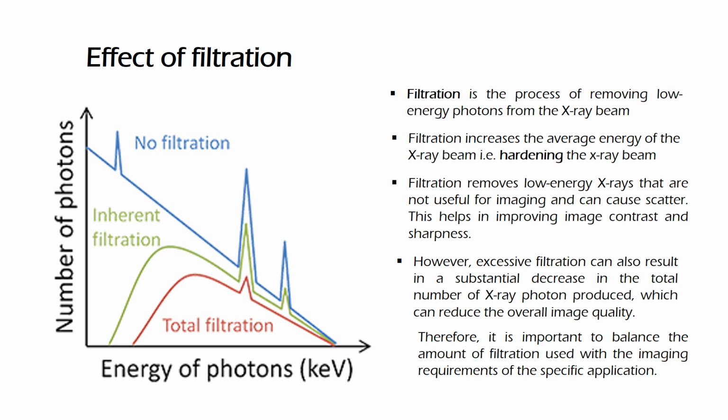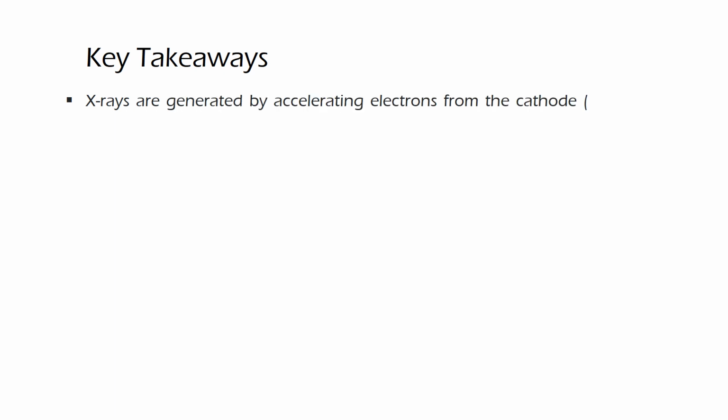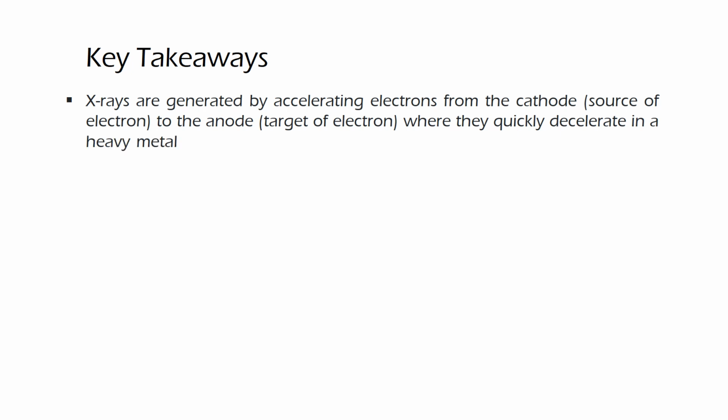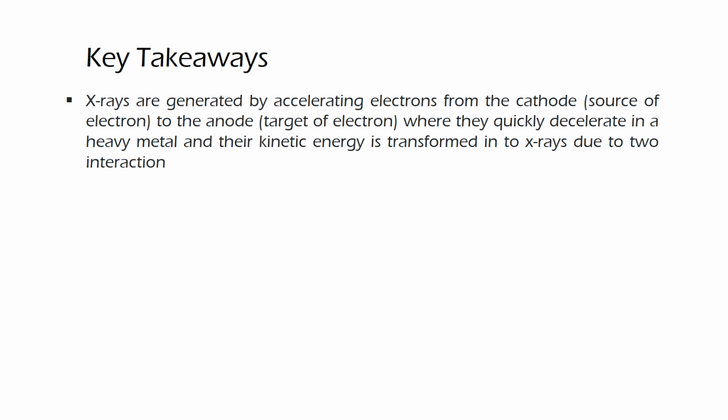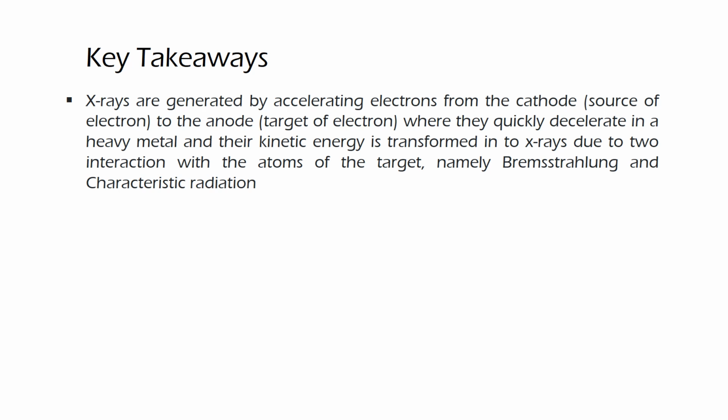This concludes the tutorial on X-ray generation. Let's now briefly go through the key takeaways from this tutorial. Key takeaways from this tutorial. X-rays are generated by accelerating electrons from the cathode, the source of electrons, to the anode, the target of electrons, where they quickly decelerate in a heavy metal target and their kinetic energy is transformed into X-rays due to interaction with the atoms of the target, namely Bremsstrahlung and characteristic radiation.